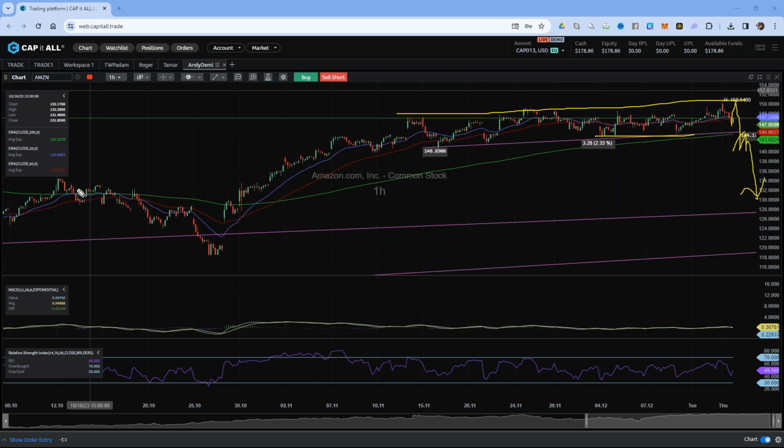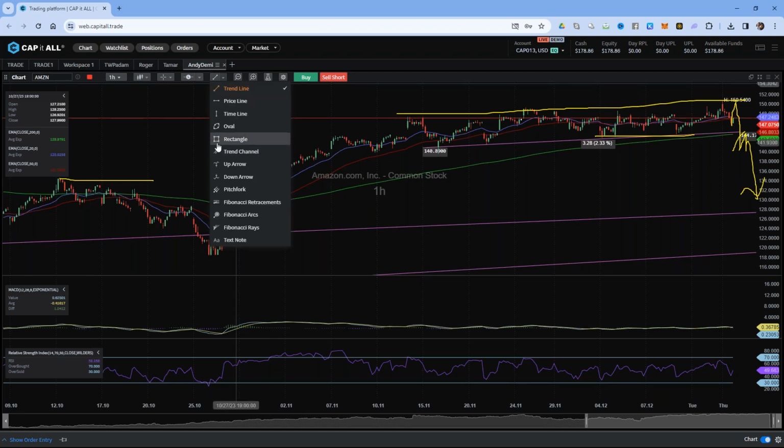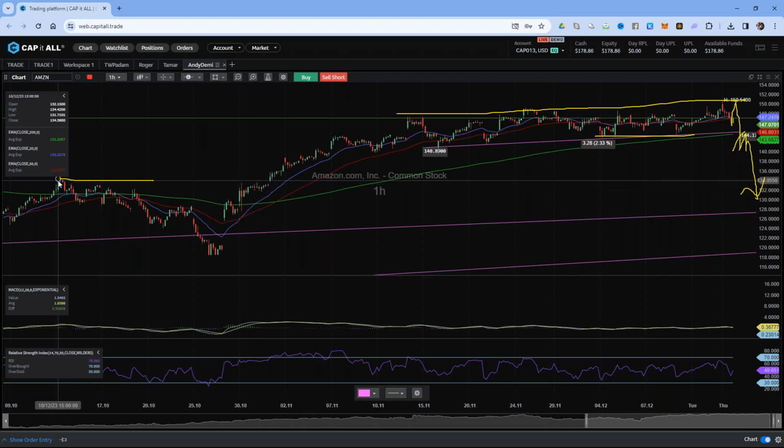And you know, kind of targets could be old resistance like here. So let's not do it freehand. Let's grab our rectangle right there.